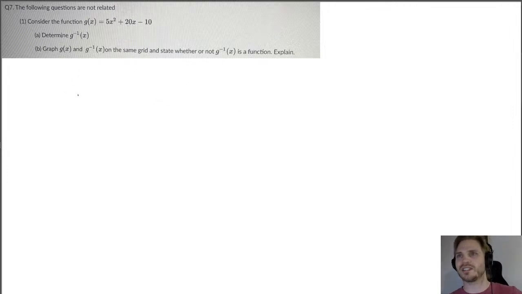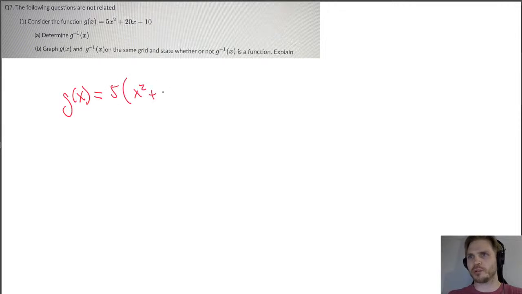I think the easiest thing would be to take this g of x and complete the square. So 5 times x squared plus 4x minus 2. I just factored out the 5. And just so I don't have to deal with this, I'm going to divide both sides by 5. So g of x over 5 equals... You can't always do that, depending on what you're doing when you complete the square.